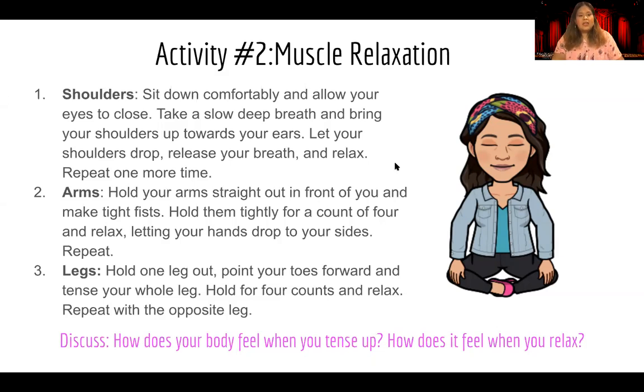And then the next one you're going to do is with your arms. So what you're going to do is stick your arms straight out, make a really tight fist, hold it, 1, 2, 3, 4, release. Drop your arms down, let go of all the tension, shake it out, shake out your hands, shake out your arms. And then you can try it again.